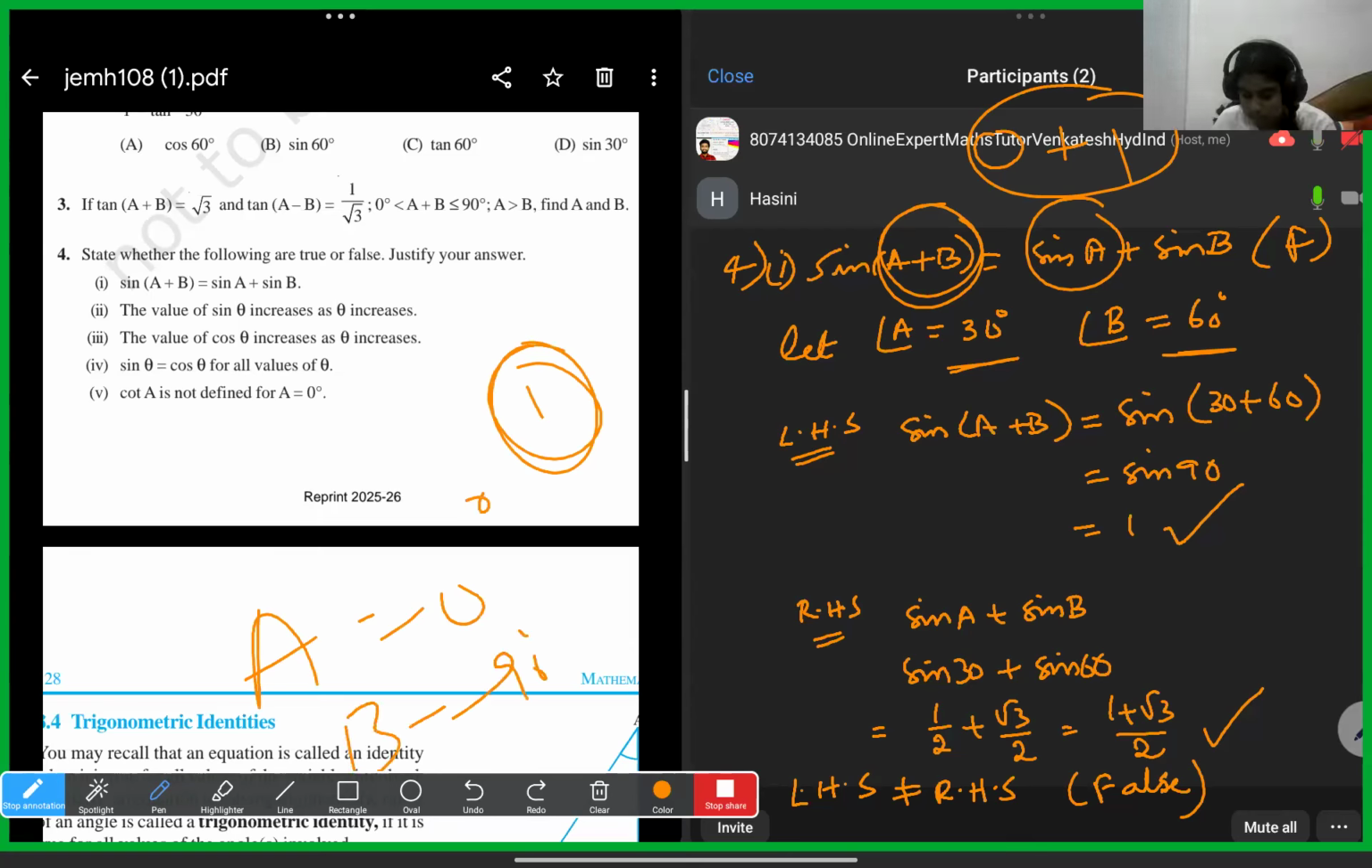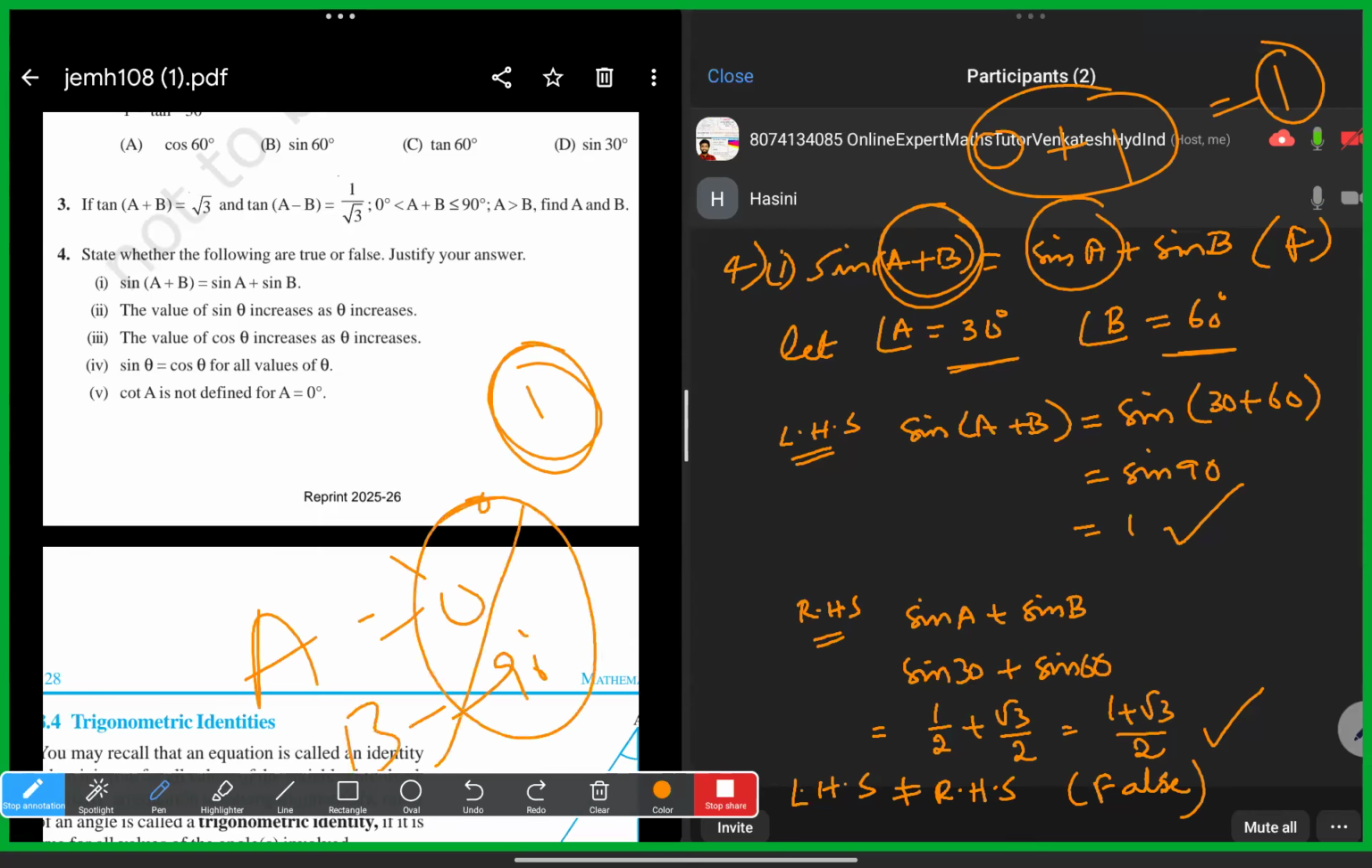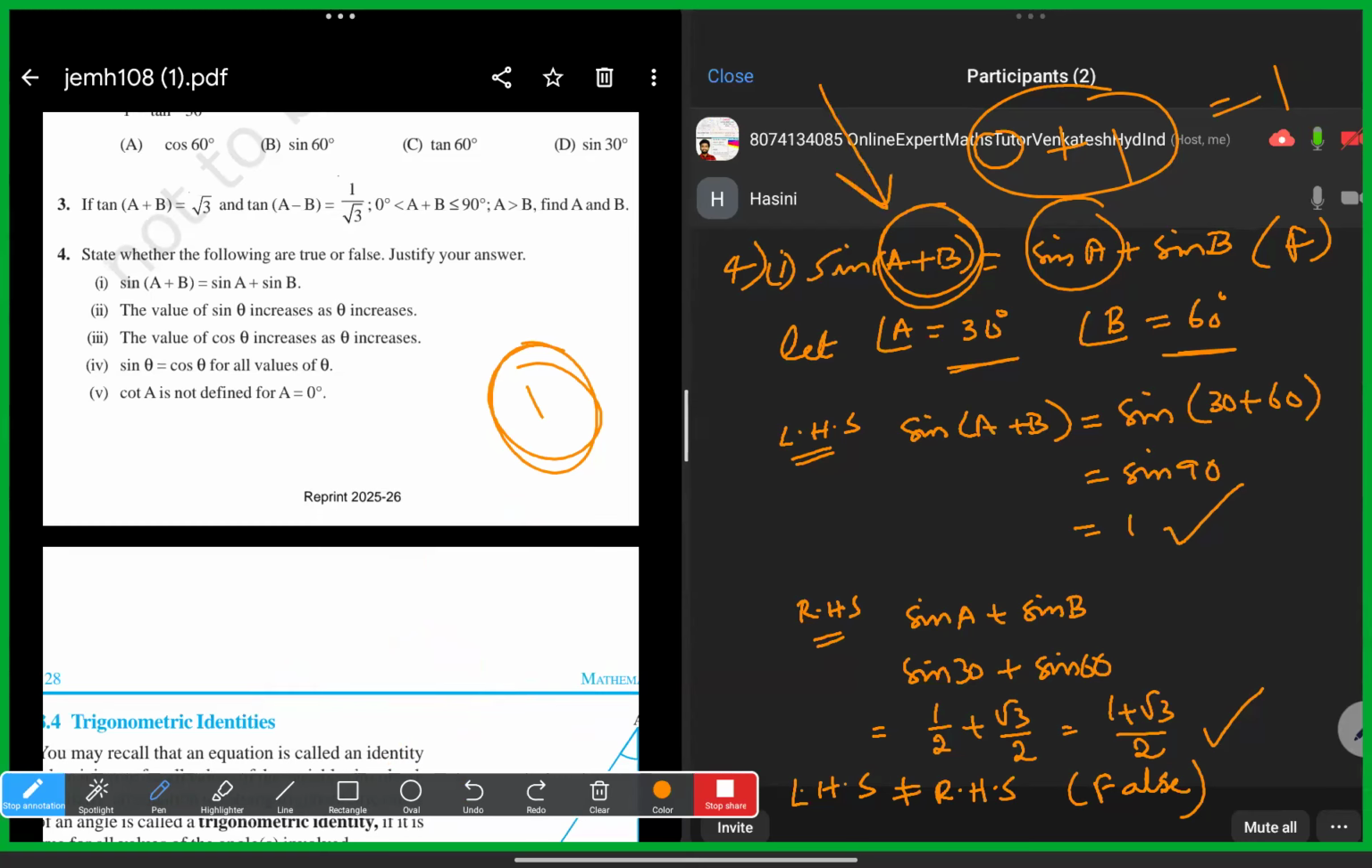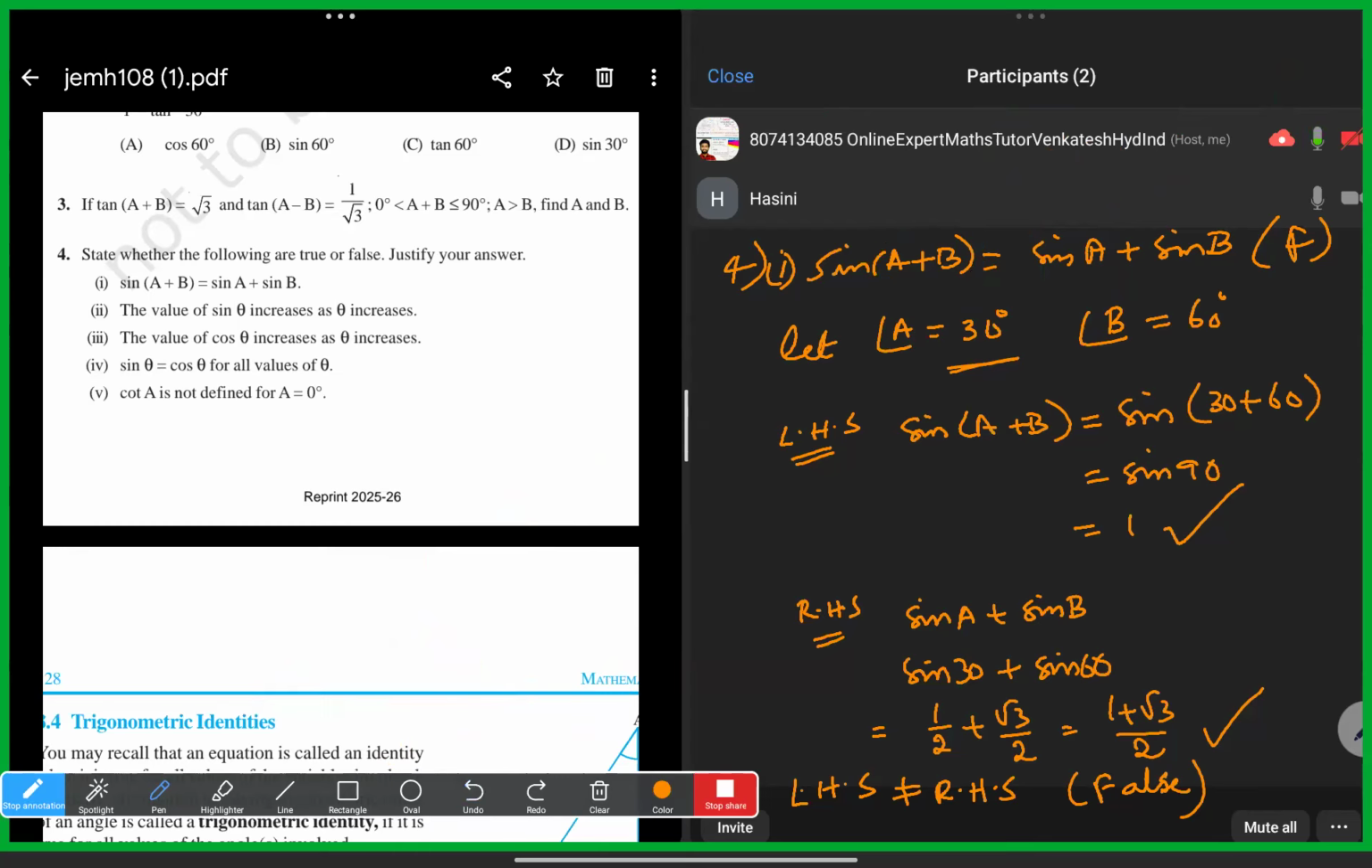So other than these two, 0 and 90, we will select any of the remaining angles. But we will select the angles A and B in such a way that the sum A plus B gives a known value, like here A plus B I got 90, and sin 90 is a known value. We'll select the angles in such a way that the value of the sum is there in the sin table. Understood, Hasni, what I'm trying to tell?